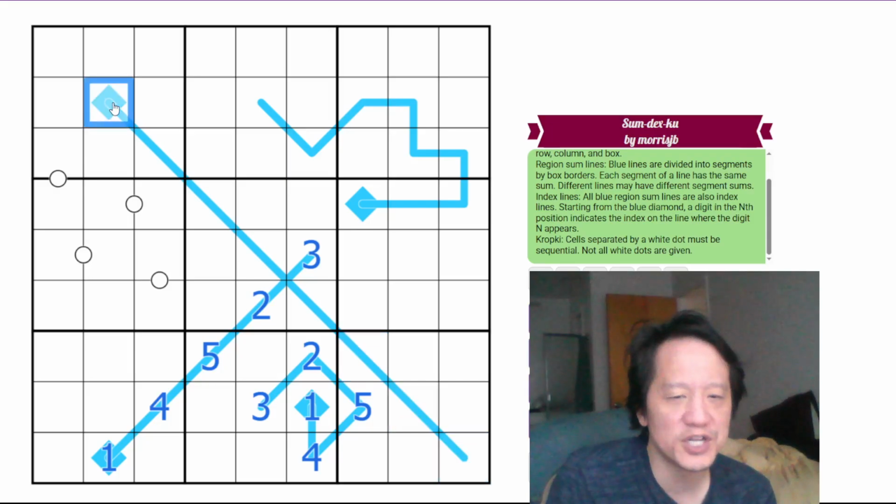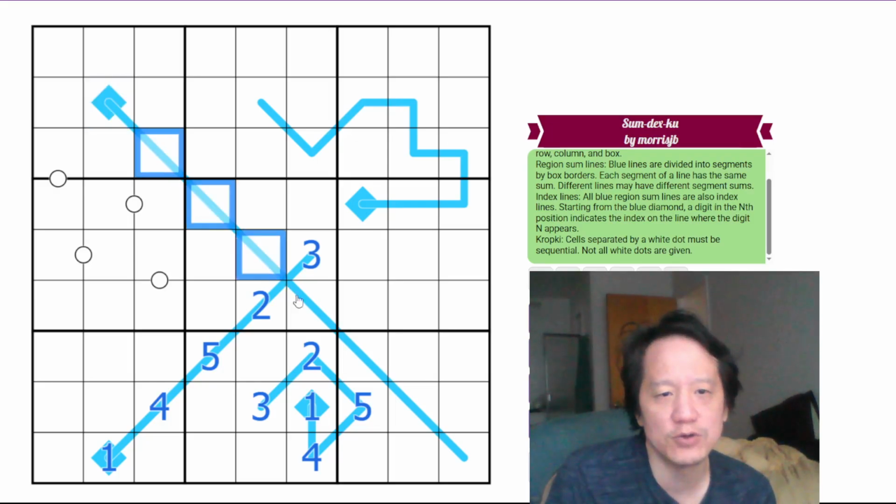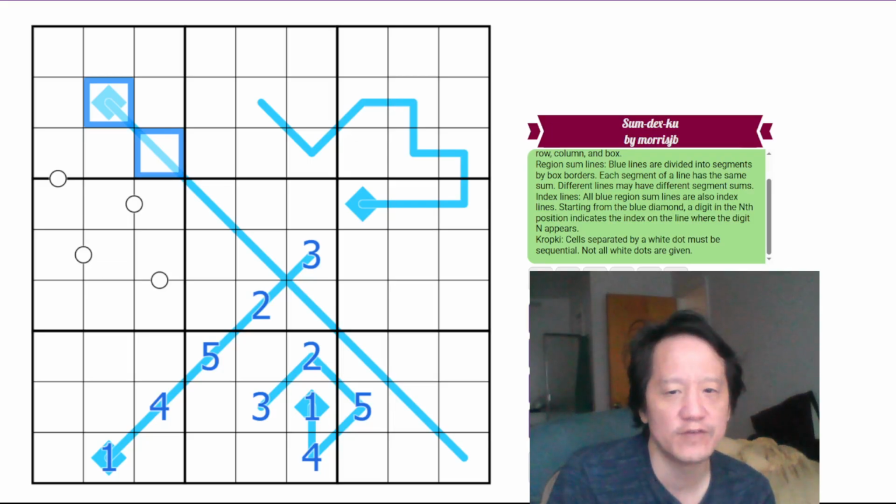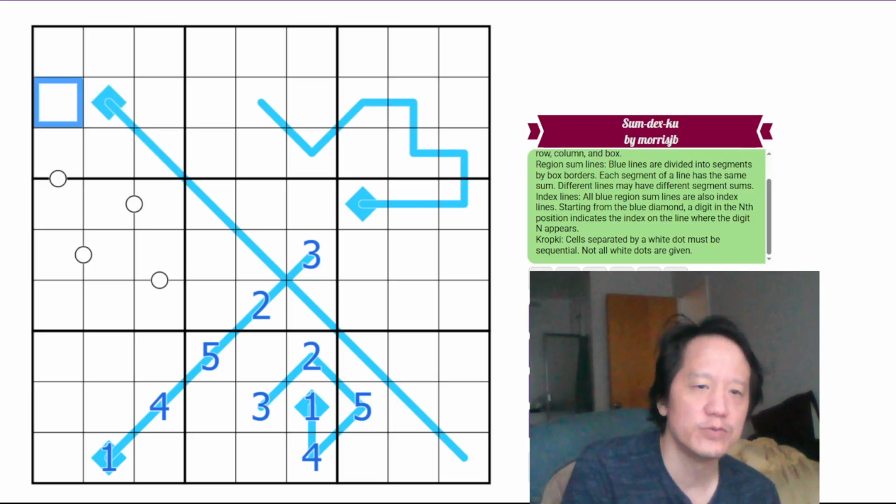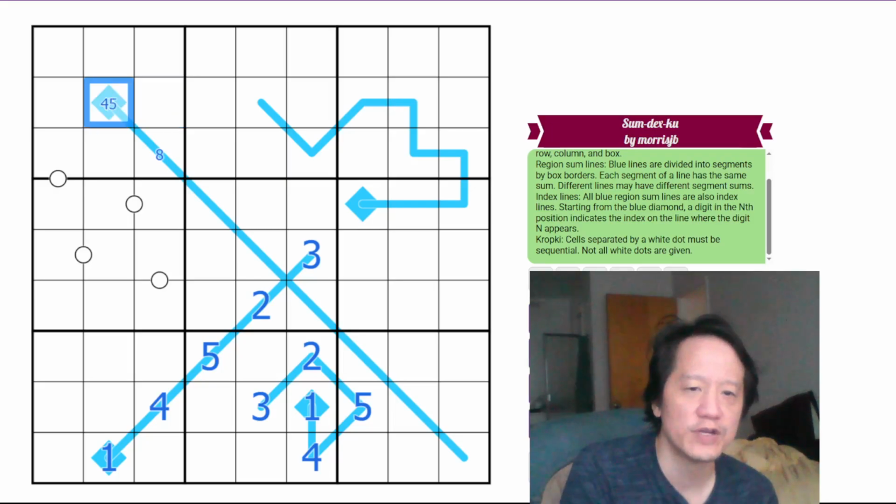Well, 2 can never be a digit that adds up to 12 by itself. Sorry, with a single digit, because that would be 2 and 10. This could be 3 and 9, except that this index line is 8 in length, so you can't have a 9 here. So it's either 4 and 8, or 5 and 7 here.